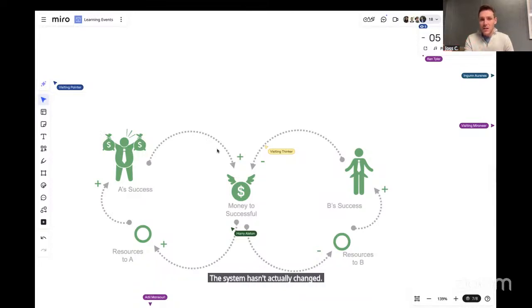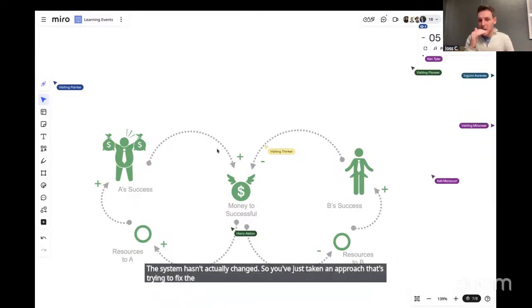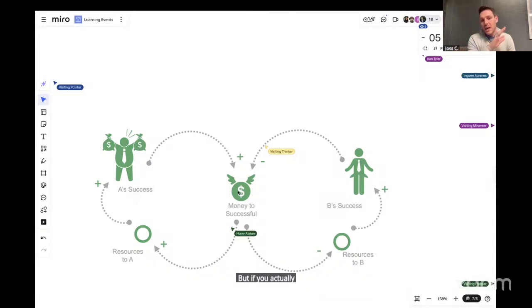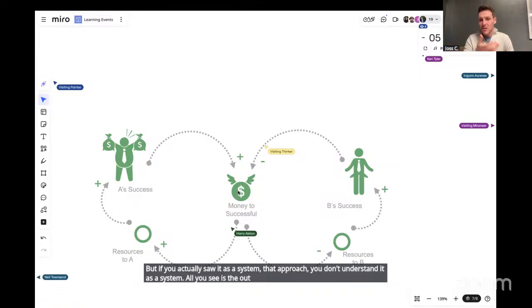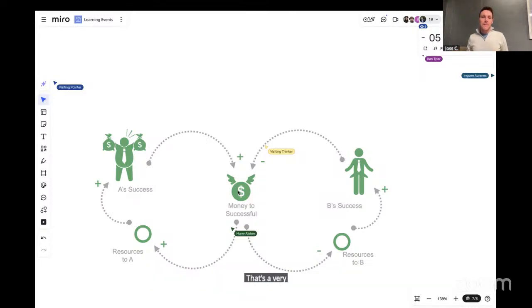So you've just taken an approach that's trying to fix the symptoms at the top of the iceberg. But if you actually saw it as a system, right? With that approach, you don't understand it as a system. All you see is the outcomes. These people are getting richer and those people have no money. So we need to take some money from those people and give it to those people. That's a very piecemeal or non-systemic way of looking at it, right?